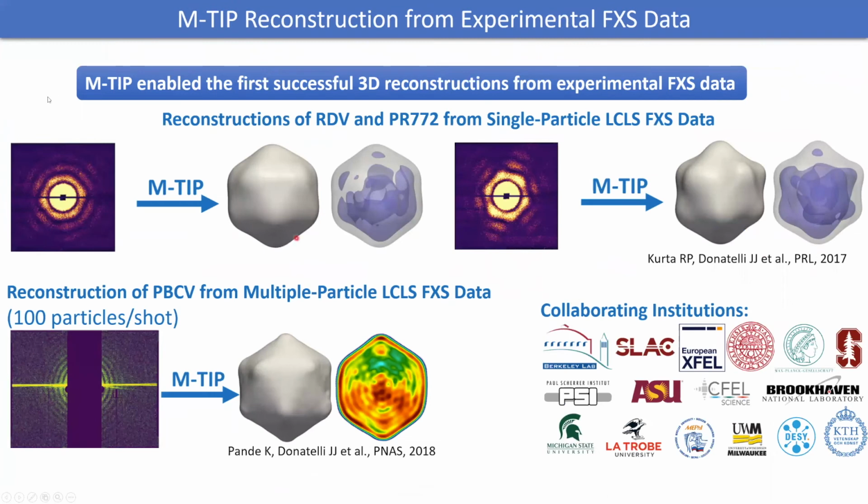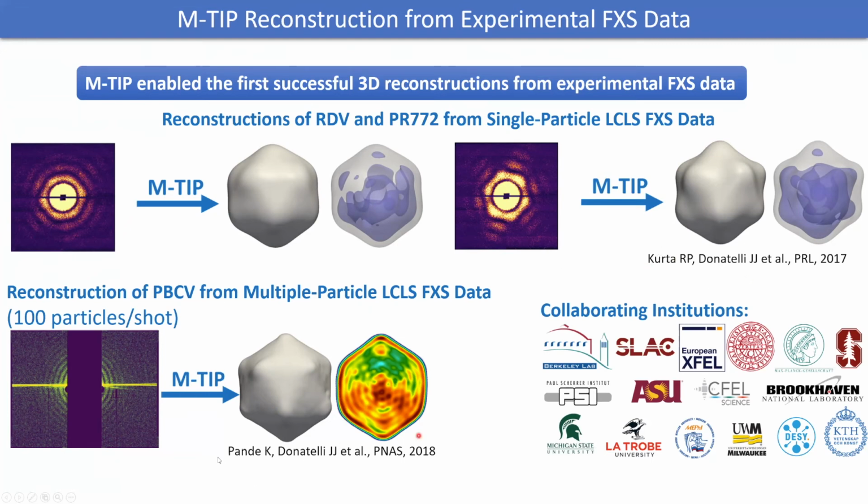And so here are some examples of actually using MTIP on experimental data collected at the LCLS. At the top here are some examples where we applied MTIP to determine three-dimensional structures of two different viruses, a Rice Dwarf virus on the left and a PR772 bacteriophage on the right, from single particle fluctuation scattering data collected at the LCLS. Here it was set up so that there's only a single particle in the beam at any one time. And this was done largely in collaboration with Ruslan Kurta at the European XFEL.